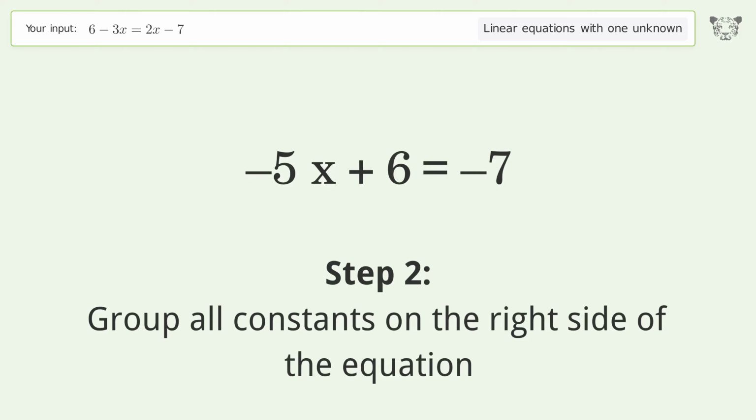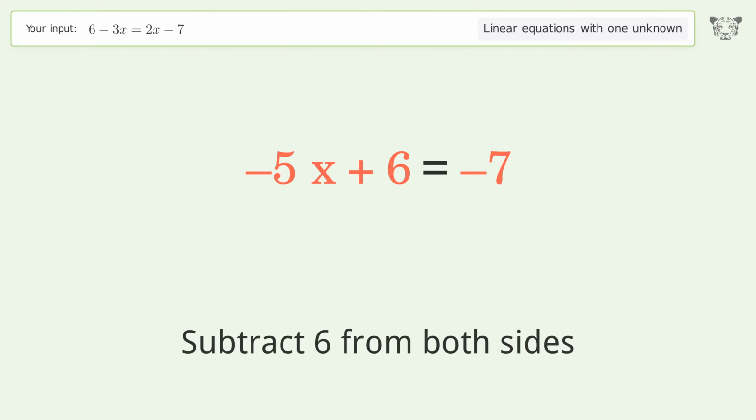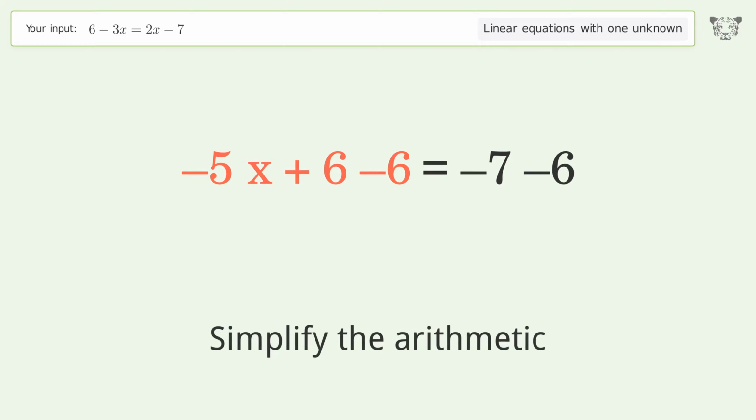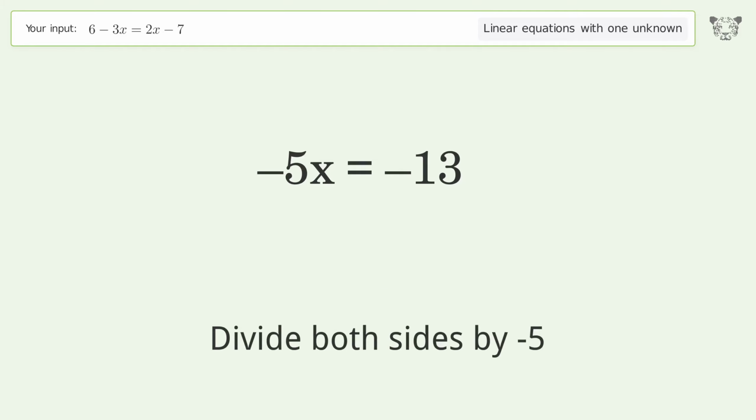Group all constants on the right side of the equation. Subtract 6 from both sides. Simplify the arithmetic. Isolate the x. Divide both sides by -5.